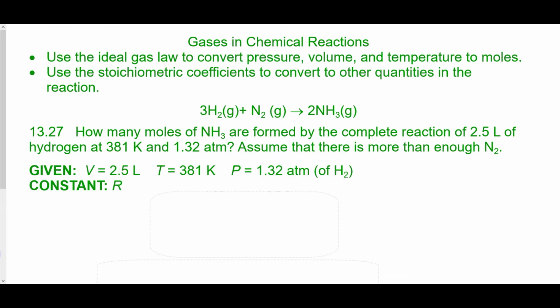When you have gases in chemical reactions, there's often two steps. You use the ideal gas law to convert the information that you have into moles. If you need to convert to another quantity in the reaction, you need to use stoichiometry.